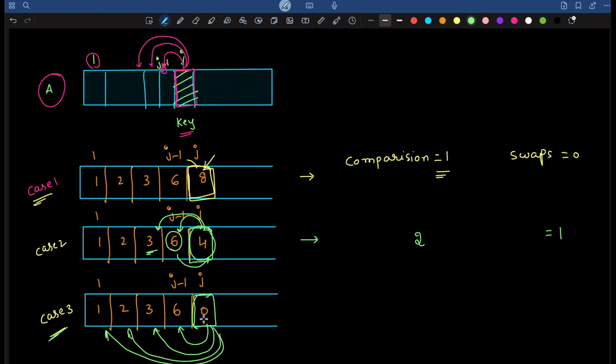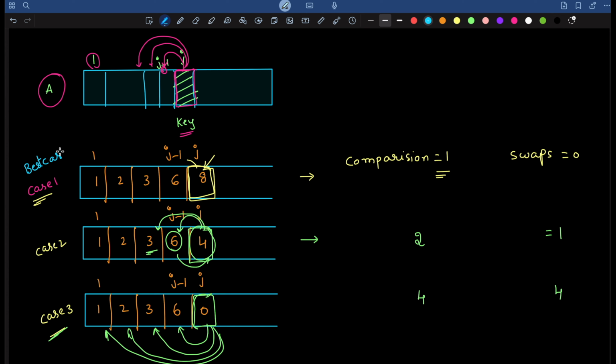So in this case, how many comparisons will be made? The number of comparisons will be 4. And how many swaps are required here? Again, we need 4 swaps. So out of all these 3 cases, I would say this is my best case.